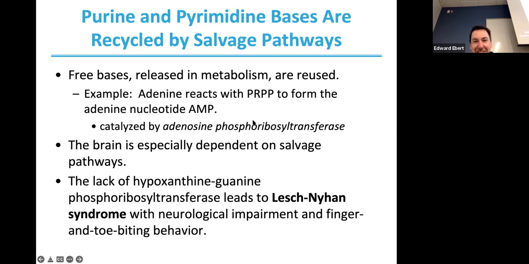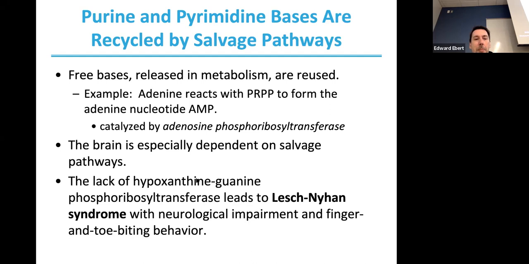It's like, yeah, like Chris Rock. I got jokes. Okay. But the free bases can be reused. And you'll see this adenosine phosphoribosyl transferase. We can just stick them on another ribose in here. The brain especially uses these salvage pathways.